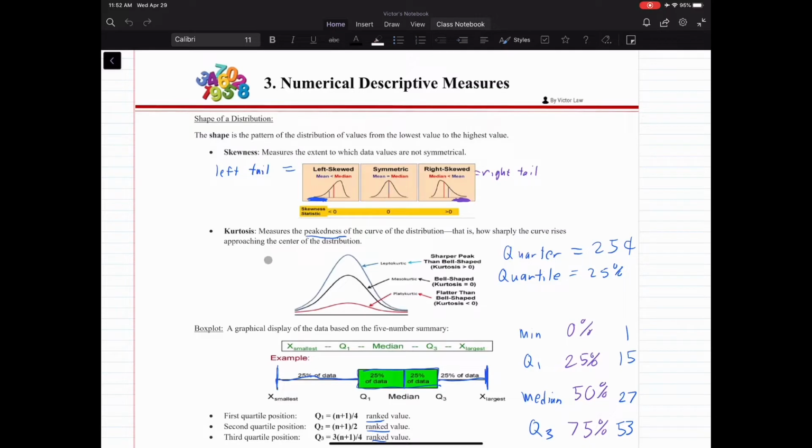Next definition is kurtosis. Kurtosis measures the peakedness of the curve of the distribution, so how sharply the curve rises approaching the center of the distribution. The higher the kurtosis, the sharper the peak. The smaller the kurtosis, the flatter your bell curve. So these are definitions that you need to know.